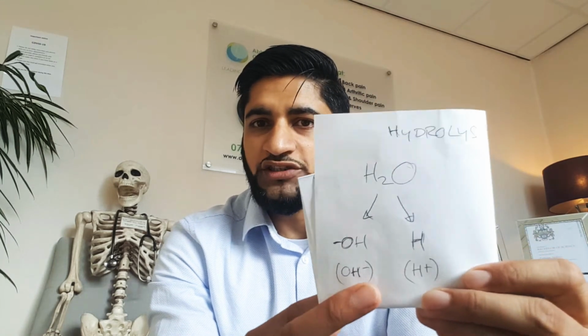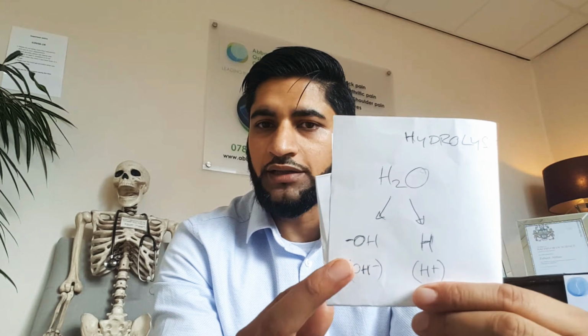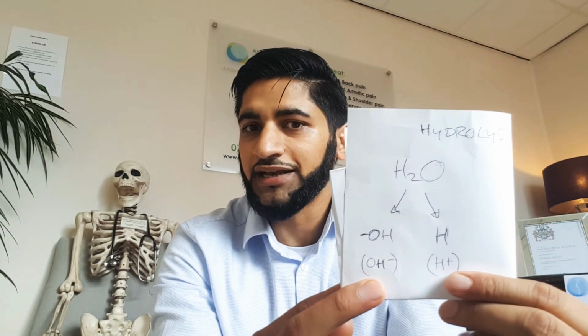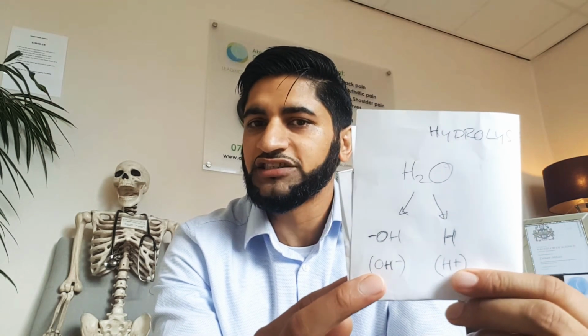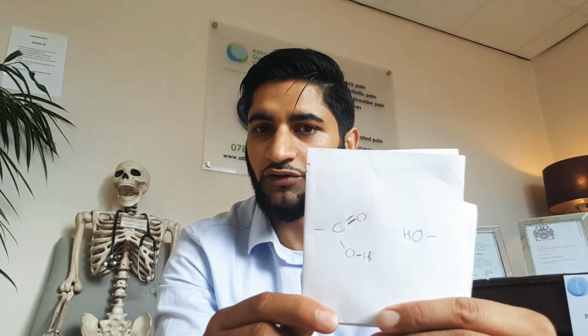Here we have water splits into OH and H. Now the OH is typically OH negative or OH minus and H plus. That's a proton. Any solution that contains OH minus is an alkali. Any solution that contains H plus is an acid. We can look at that in acids and bases lecture. Very brief overview. So that is basically that.